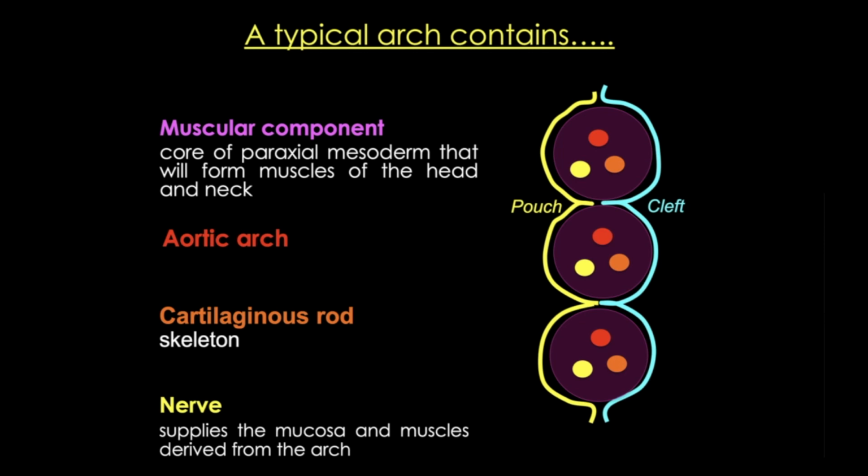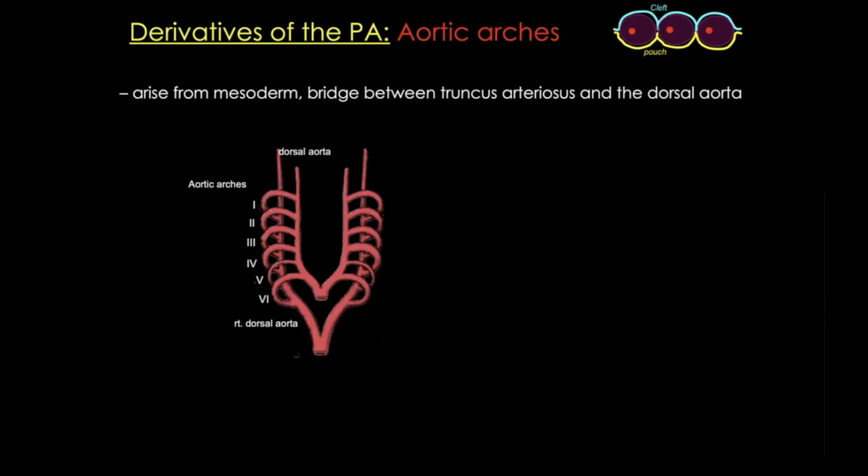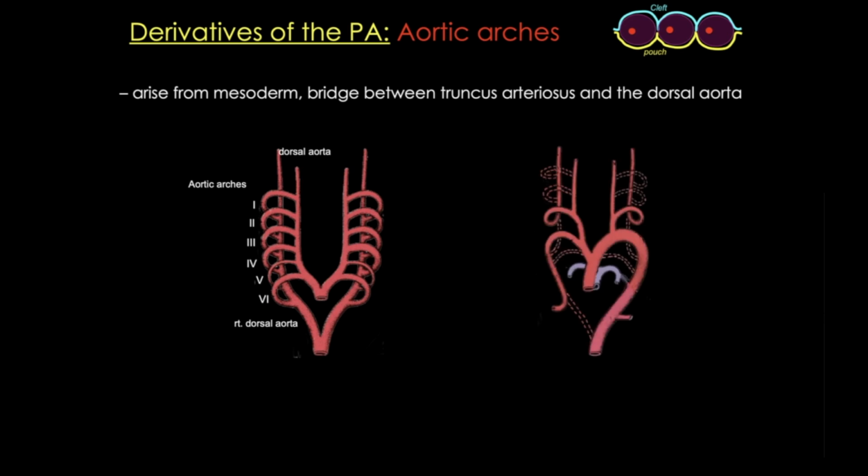Keep in mind that the related structures are developing at the same time, and this is important because it means that genetic lesions that affect a particular arch affect multiple developmentally related structures. For each aortic arch, an artery arises from the truncus arteriosus of the primordial heart and passes around the pharynx to enter the dorsal aorta. Much of the aortic arch from arches 1 and 2 disappears, leaving just a few adult structures.